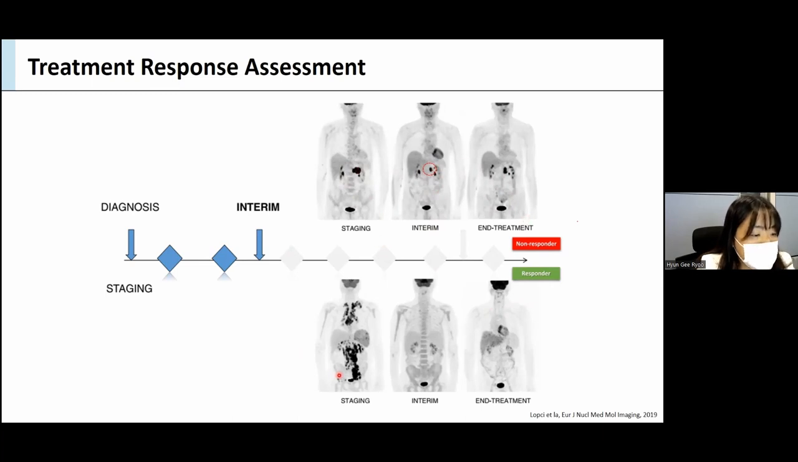But if the patients have this kind of lymphoma before the treatment, but this PET positive lesion disappeared in the interim or end of treatment FDG PET, we can say that these patients responded to the chemotherapy. So by using the FDG PET, we can assess the treatment response of lymphoma to chemotherapy.